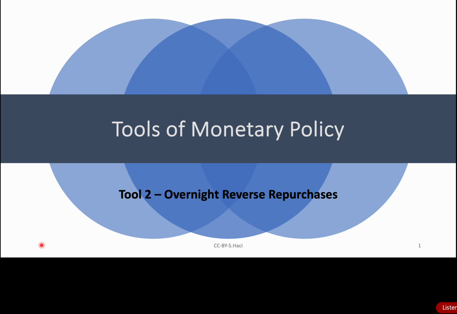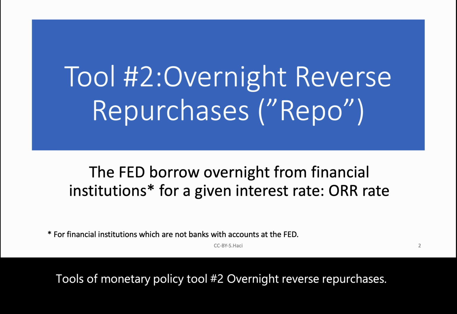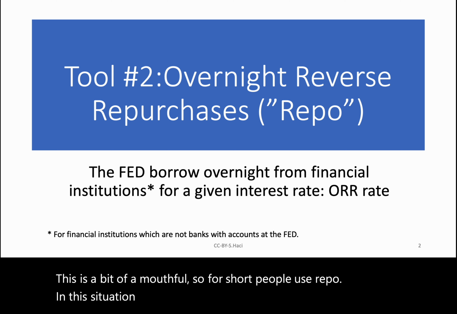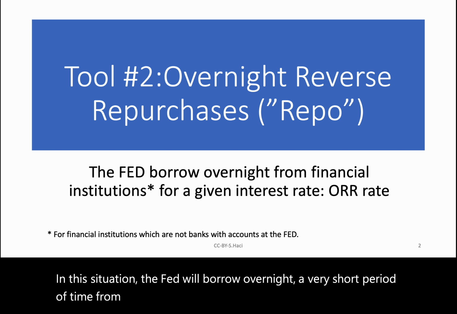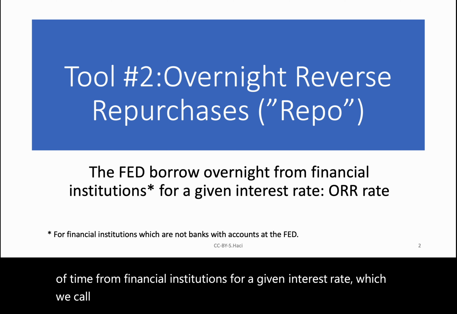Tools of monetary policy. Tool number 2, overnight reverse repurchases. This is a bit of a mouthful, so for short, people use repo. In this situation, the Fed will borrow overnight, so a very short period of time, from financial institutions for a given interest rate, which we call the ORR rate.